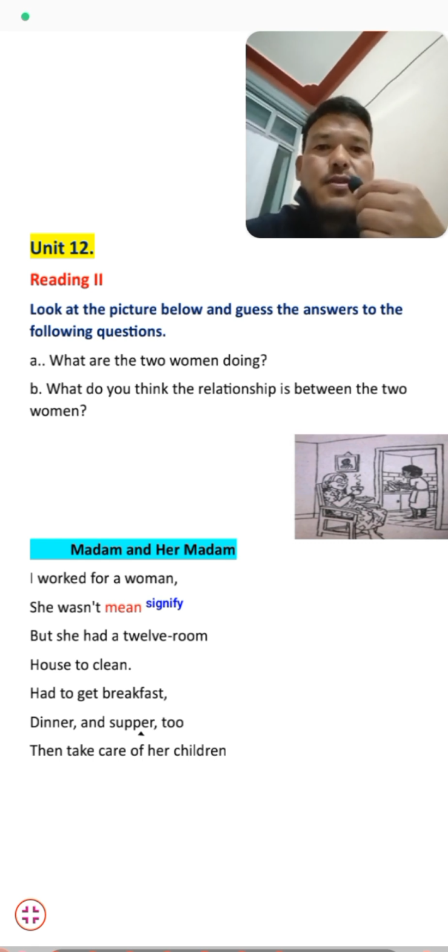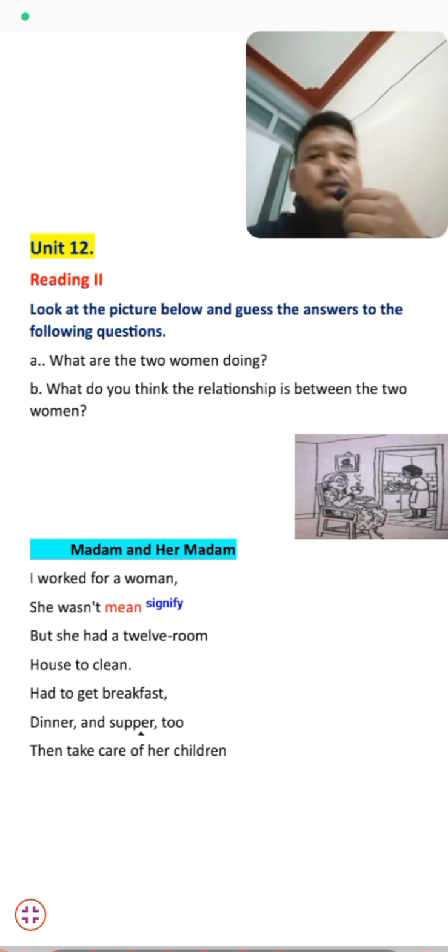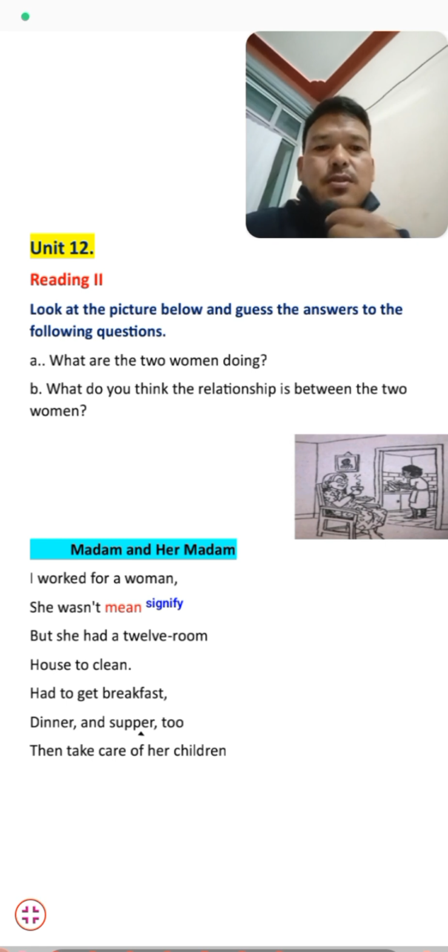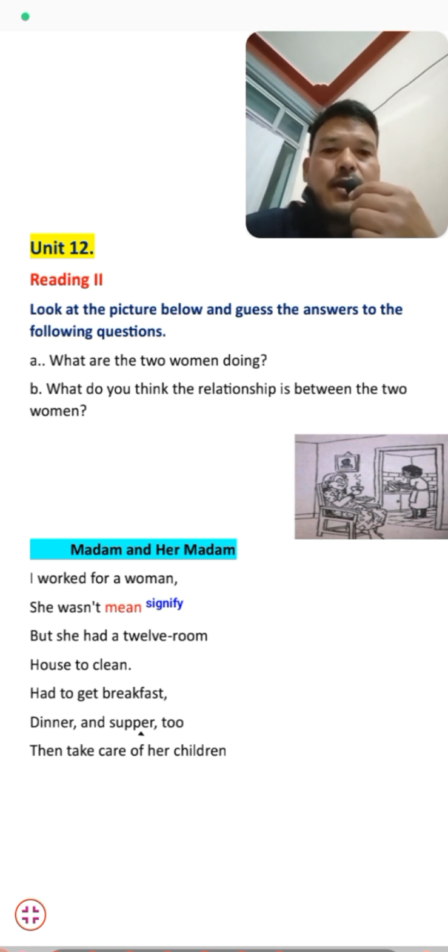Yes, students, clearly in the picture we can see an old woman sitting on a chair and she's holding a hot cup of tea in her hand. And on the other hand, we can see a lady. She's doing something in the kitchen. Maybe she's washing some dishes over there, and she's cleaning the kitchen. And what do you think, students? What is the relationship between these two women?